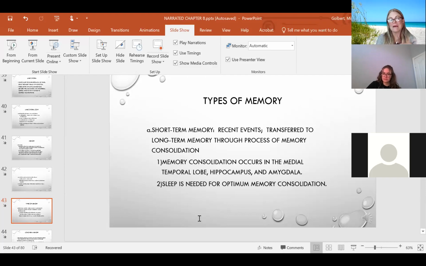But as I say, the only way to put a short-term memory into a long-term memory, meaning that you can recall it after, is if you do consolidation. Consolidation happens in the temporal lobe, hippocampus, and amygdala. Also, sleep is needed for memory consolidation.